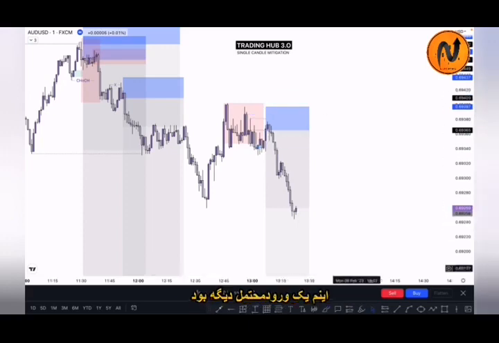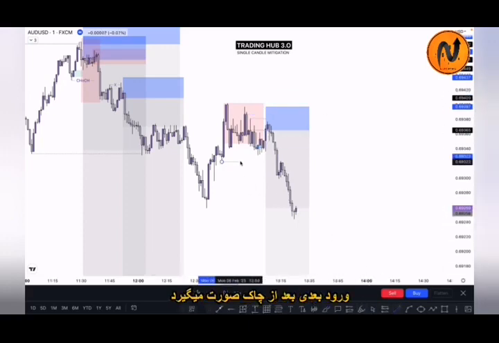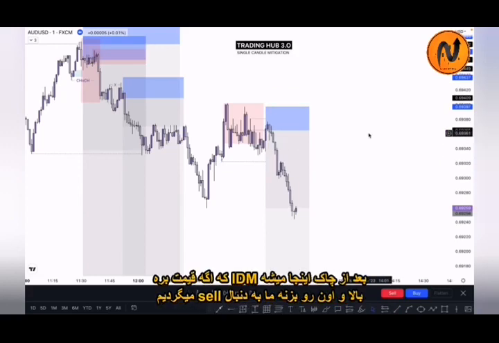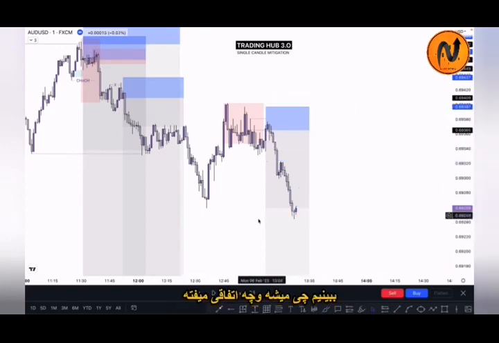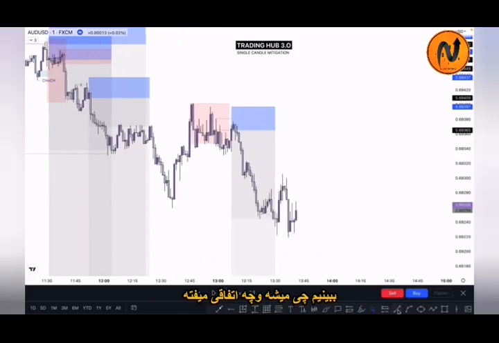So these are possible entries, and the next entry is here, and the next entry after this change of character. After this change of character, where is our next inducement? In this case, this is our inducement. Market continues to go higher, and then we are looking here for a sell, right? Let's see what happened next here.